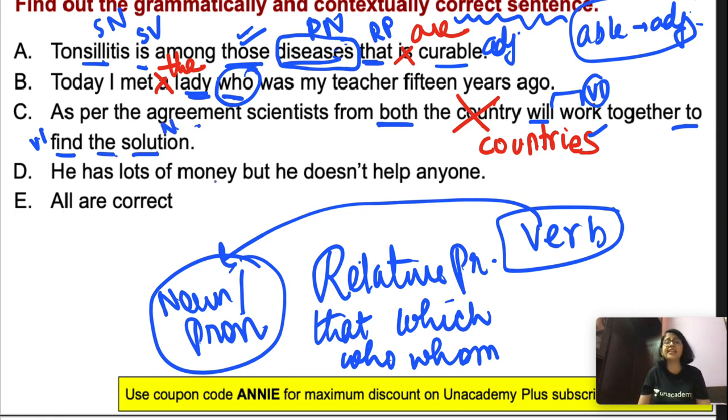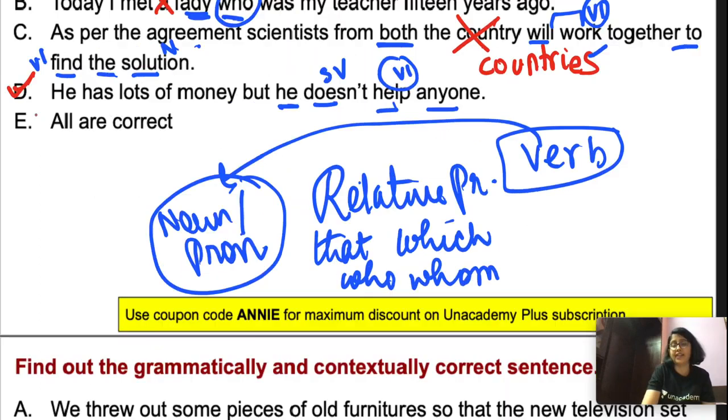Okay, next, he has lots of money, but he doesn't help anyone. He is a singular noun, that's why singular verb does has been used. Doesn't help V1, does plus V1 anyone. So this sentence is correct. Option D is correct. Next.